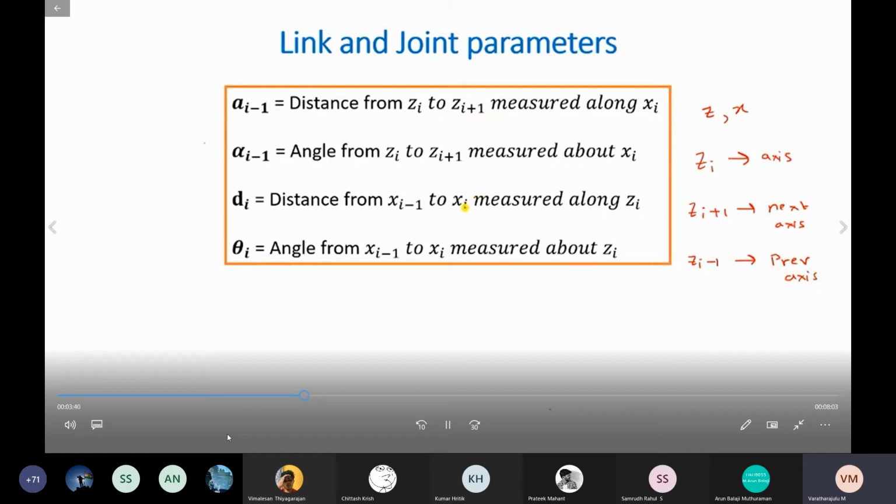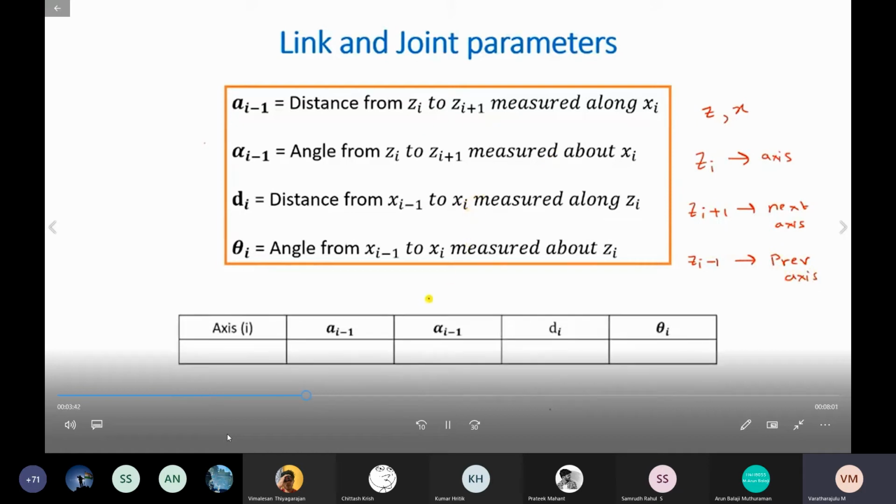Using these four values, we can form a DH table, or a Denavit-Hartenberg table. And using the values in the DH table, we can later find our transformation matrices using a particular equation. Now, these definitions are best understood through an example. So let's have a look at it.